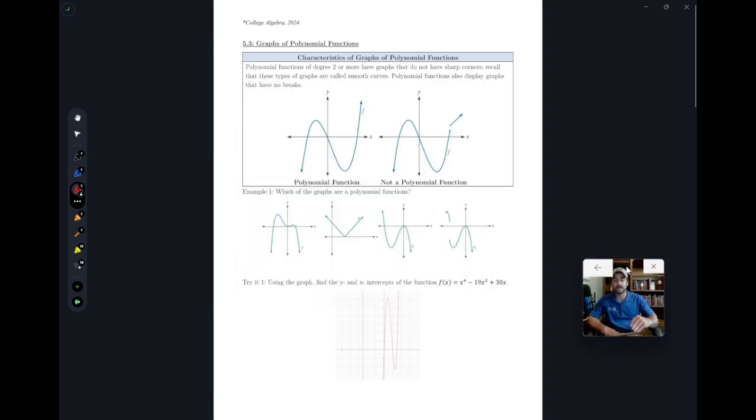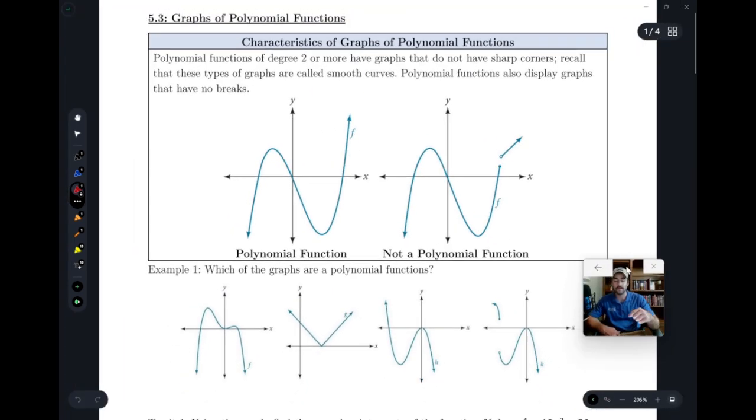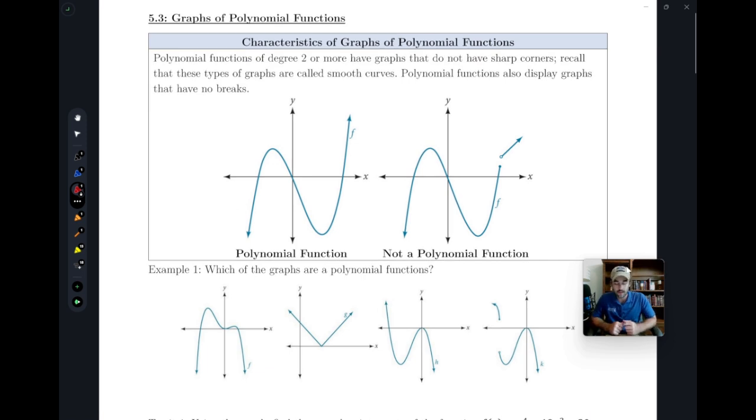A lot of the things we're going to be talking about today are review from last week or last session in 5.2, but we're going to be applying it today into graphing our own functions, kind of like what we did as a preview in 5.2, off to the side. The first thing that we want to point out is there's two things that qualify a function to be polynomial. They cannot have sharp corners, and they have to be continuous. Smooth curves means no sharp corners, and they have no breaks, or continuous.